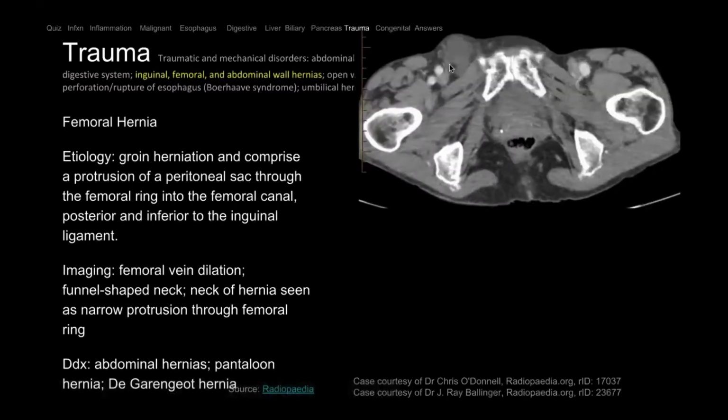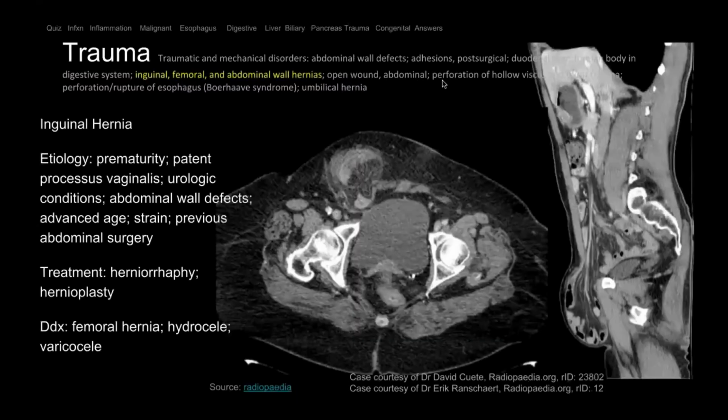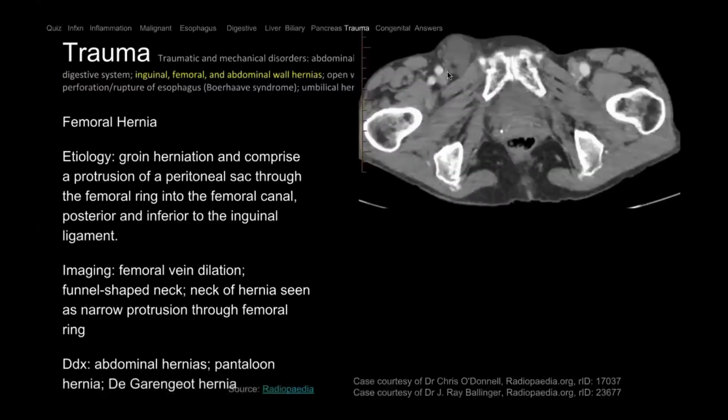So here there's a femoral hernia. It goes to the femoral ring, not the internal ring. And it's a femoral hernia because it's in the femoral triangle. It's right next to the femoral artery and vein. Here, the femoral artery and vein is here, so it's away. So this is inguinal hernia versus femoral hernia, and sometimes it can compress the femoral vein.